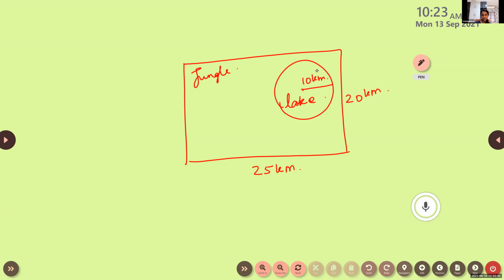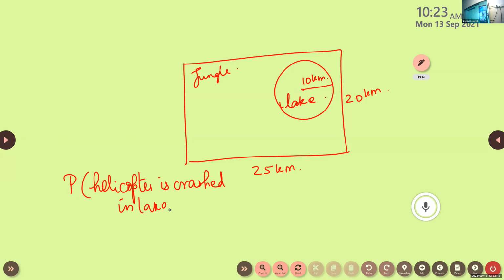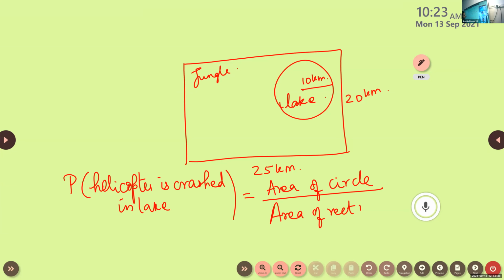An area. The probability is the ratio of the area of the lake and the area of the jungle. Look at the shape of the lake. What is the shape here? Circle. So it will be the area of the circle by the area of the rectangle. Possible area by total area, that is what you have to consider.